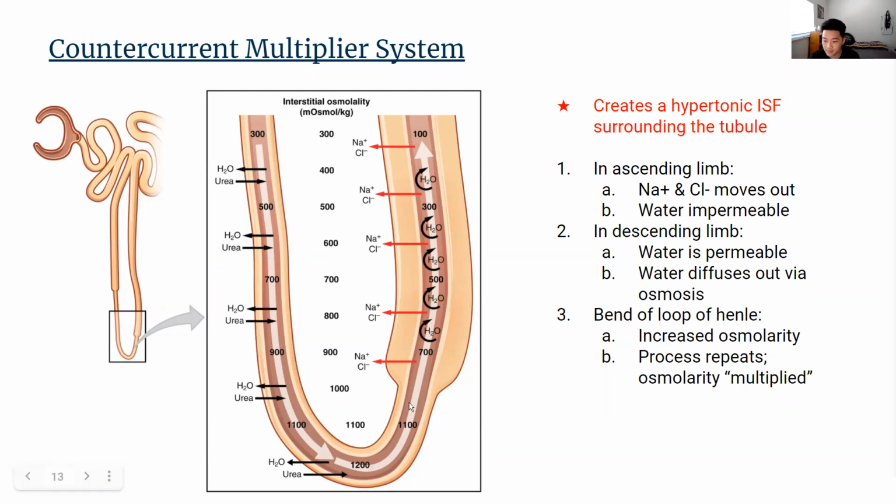And when the process repeats, the osmolarity, the saltiness, is going to multiply. All right. Now, I know this is a very weird concept to grasp. It was a difficult concept for me to understand in the beginning, right? But the main thing you should know for the exam is that the countercurrent multiplier system is just responsible for ensuring a hypertonic interstitial fluid surrounding the tubule. All right. Does that make sense? Everyone? Any questions? Any thumbs up?